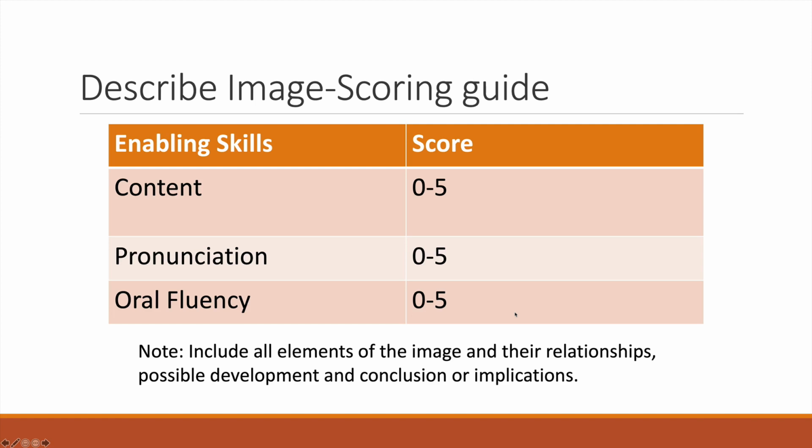Okay, now we'll talk about how describe image is scored. Now, scoring of describe image is not any different than the scoring of other questions. As you can see here, we have three criteria: content, pronunciation, and oral fluency. And you can also see the scoring is 0 to 5 for pronunciation, 0 to 5 for fluency. But unlike in repeat sentence, you have 5 points for content in describe image.